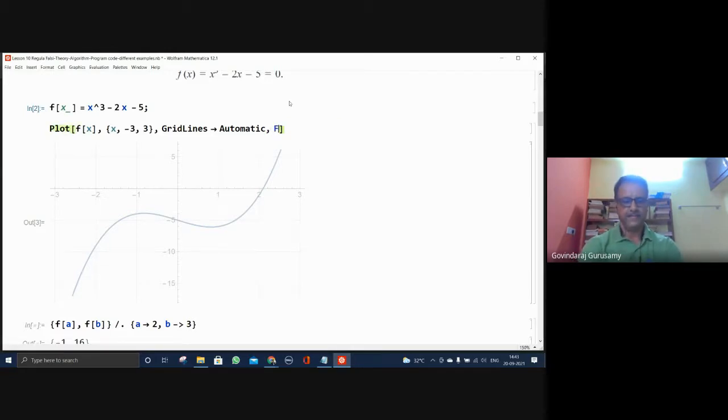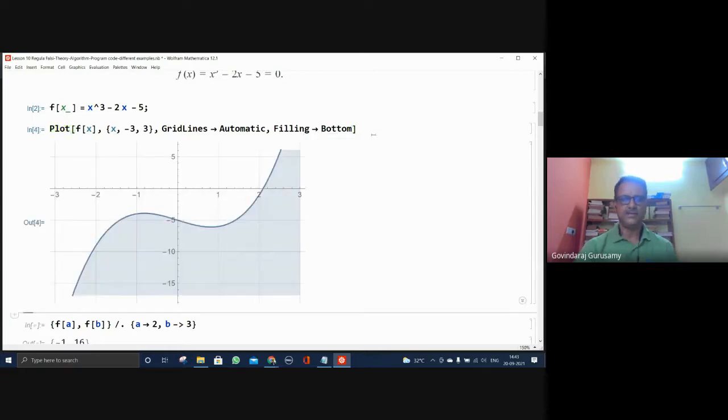Filling means below this curve, whatever you have will be some color. The color option is also available. By default it gives this color, and you can select the color the way you like. Now it's clear that there is a root somewhere between 2 and 2.2 where the curve goes to 0.